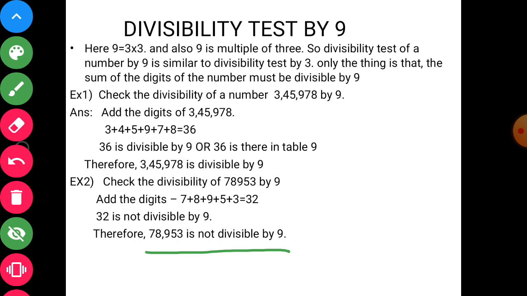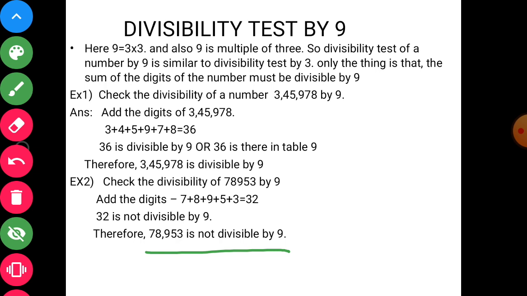Okay, is that clear? And in the next video I will teach you the divisibility test by 5, 10 and 11. By 7 also we can find, but instead of going for a divisibility test, simple division is better for 7, because the divisibility test takes more time. So no need to learn the divisibility test by 7.